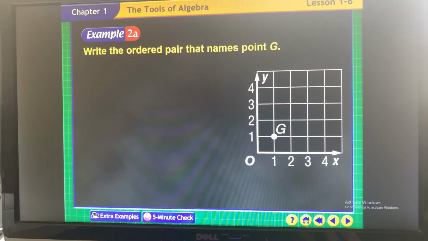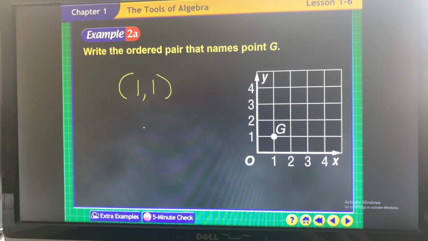Where is point G? Point G is (1, 1). Don't forget to put the parentheses. You have to have parenthesis signs. Symbols in math are like words in language arts. You wouldn't leave a word out of a sentence. Don't leave a symbol out of a math problem.